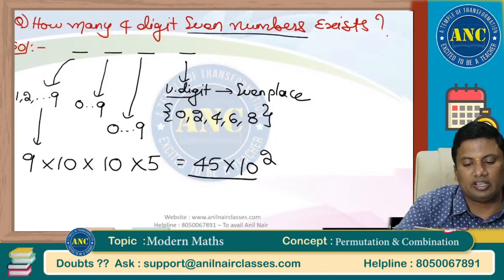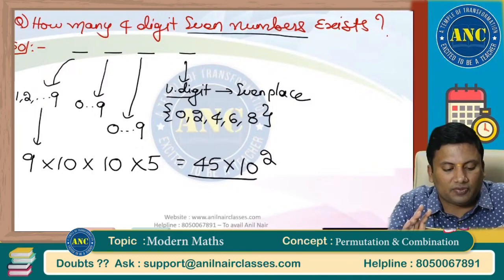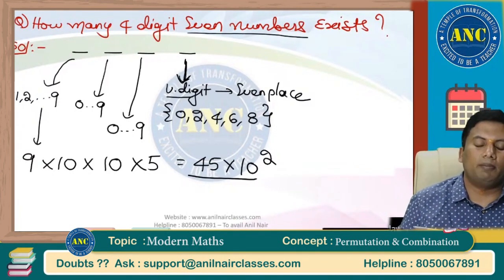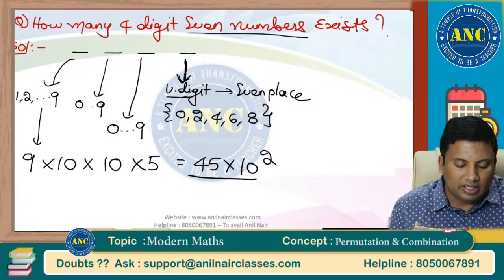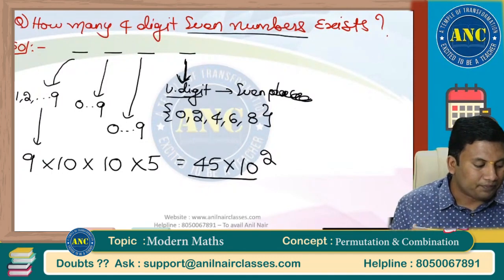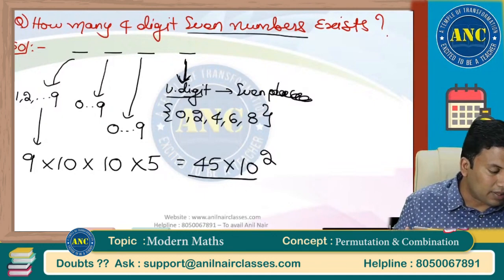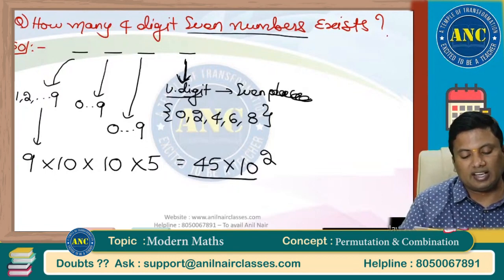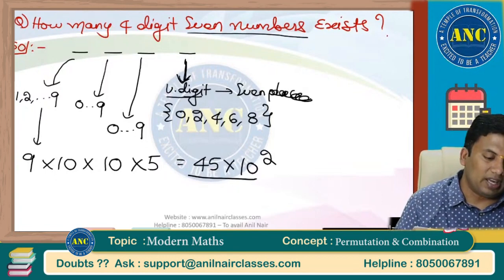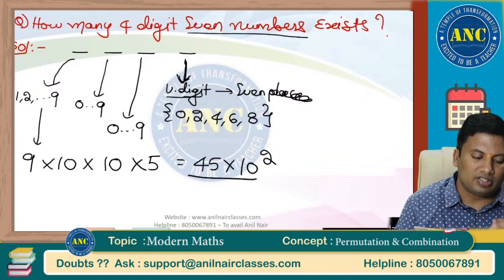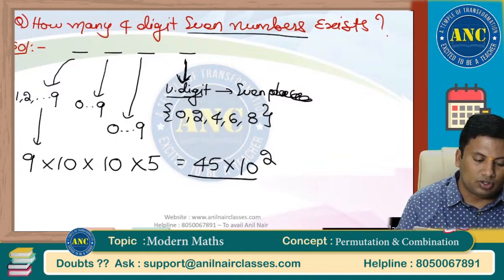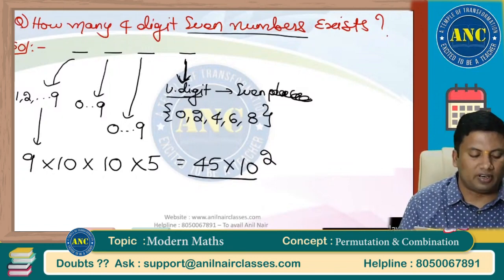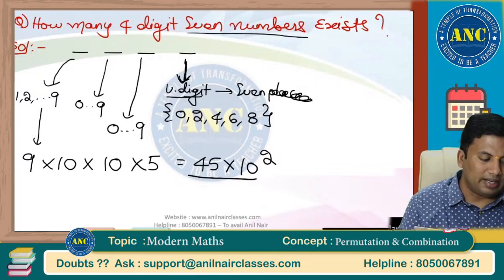How many 4-digit even numbers are there? First, satisfy the condition given in the question: it is an even number. A number is said to be even if the unit digit is an even number: 0, 2, 4, 6 or 8, which is 5. 1 to 9 is 9. 0 to 9, 0 to 9. 9 into 10 into 10 into 5, which is 45 into 10 square. I hope the idea is clear.